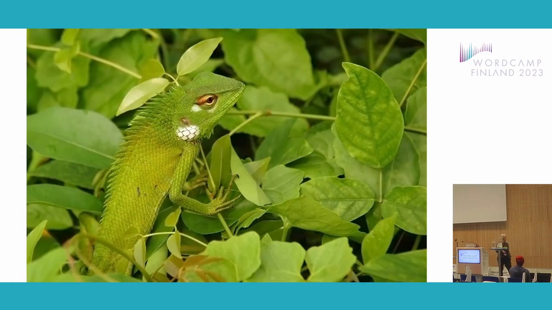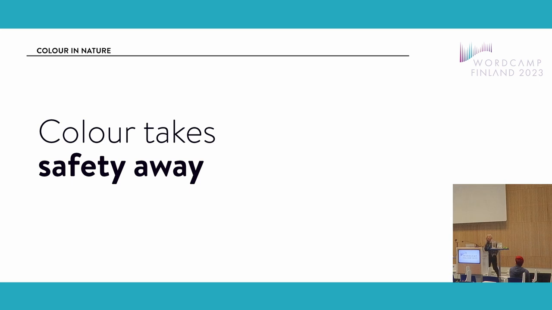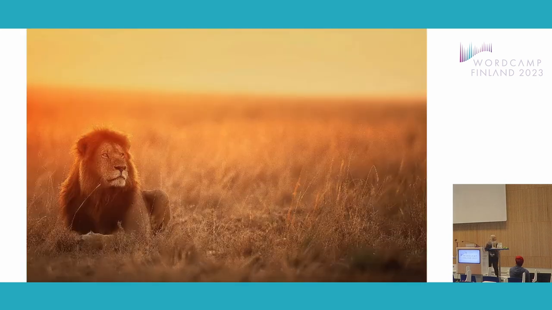Then in nature, color can also provide safety. For instance, if you're a chameleon, the best thing for you when you sit against bright green foliage is to become the same color as the foliage, because that means that a possible enemy or predator will find it hard to see you unless they have a very, very keen eye. But color can also take safety away if you're the prey of a lion blending in the background, especially at dusk in the savannah when everything is sort of this deep yellow.